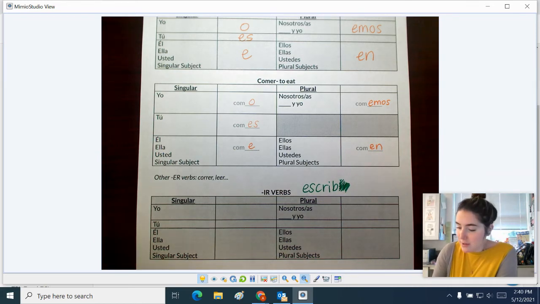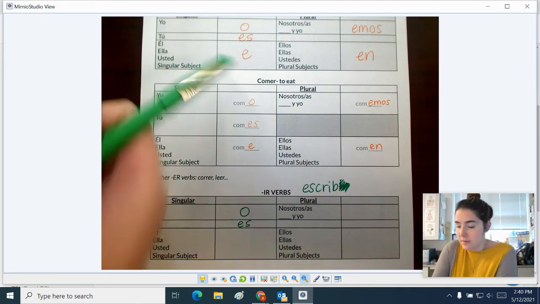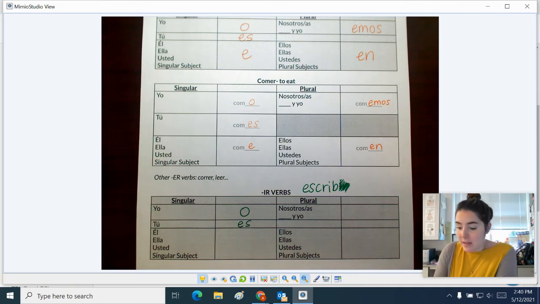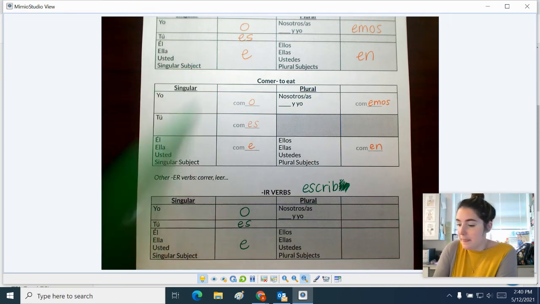Here are your endings. If it's yo, o. Across the board for the yo form, they're all O's, which is nice. Tú is es, so that's still the same as above. Él, ella, and usted, and it is e, also the same as above.